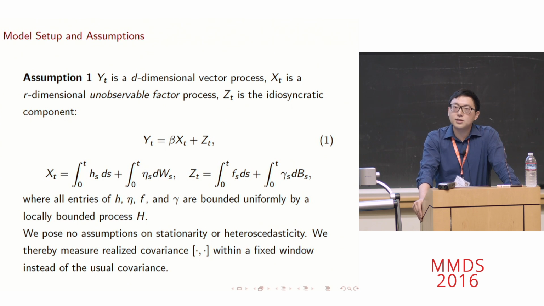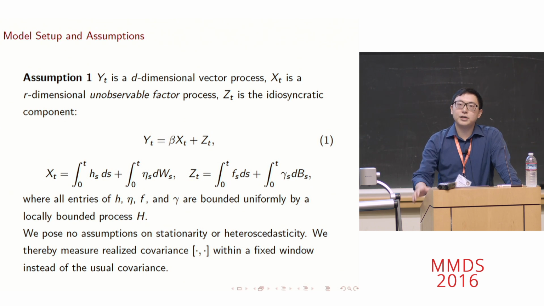So instead of looking at the covariance, which based on those assumptions we cannot even well define, we're going to focus on the quadratic covariation. We're going to look at the realized covariance. In our study we're going to fix the time window to be 1 day, and measure the realized covariance between several assets within a day.